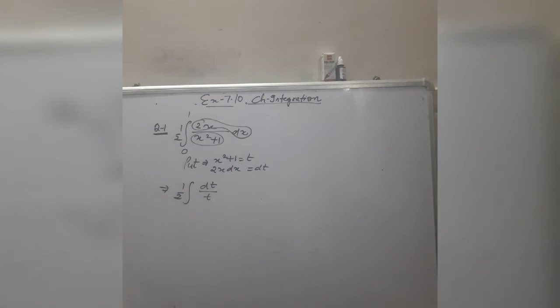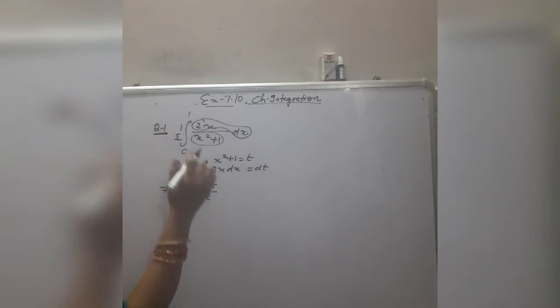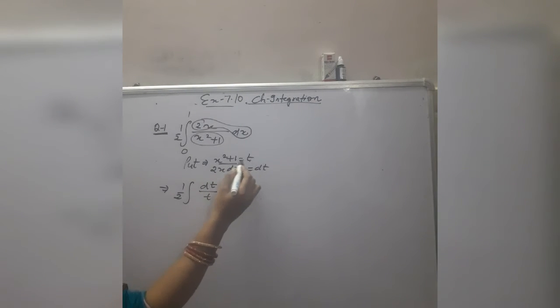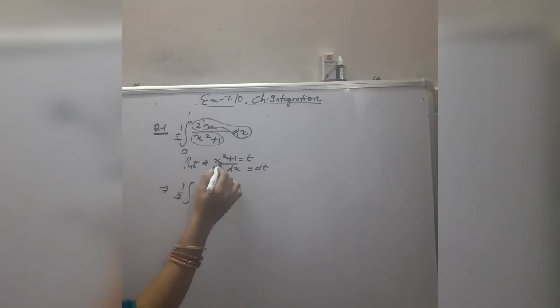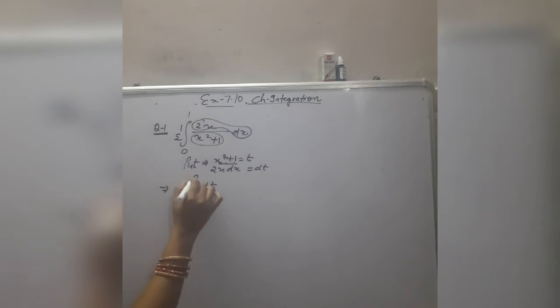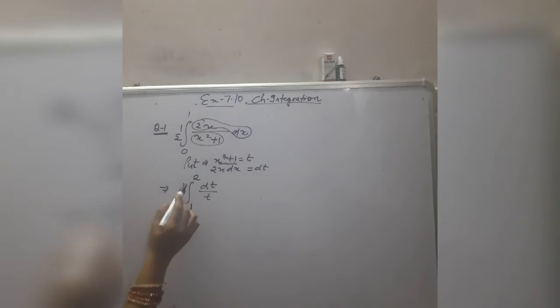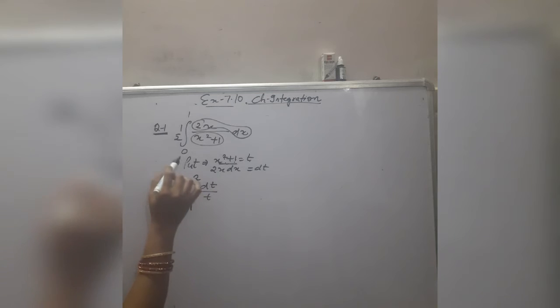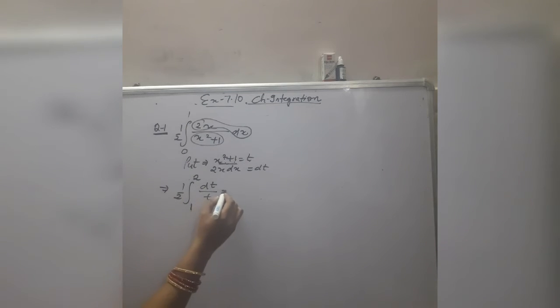Now see one thing, limits also we will change here according to t variable. x square plus 1 is t. If in this result in place of x you put lower limit 0, 0 square 0, 0 plus 1 is 1, it gives you lower limit. Now upper limit 1, 1 square 1, 1 plus 1, it becomes 2. So limits also changed according to t variable. In the statement limits was 0 to 1, now it becomes 1 to 2.